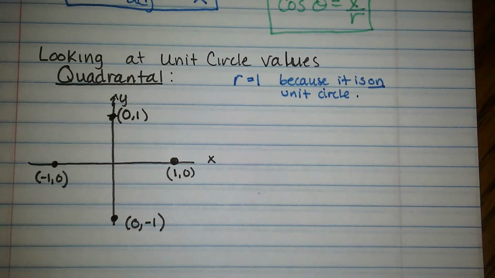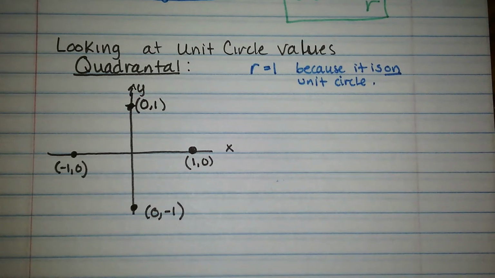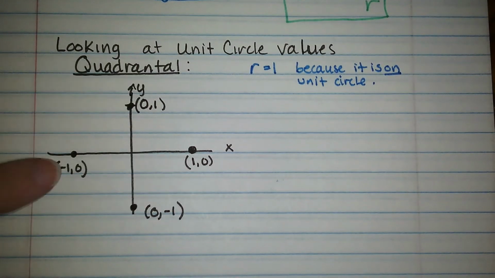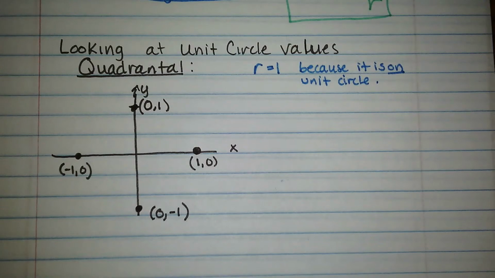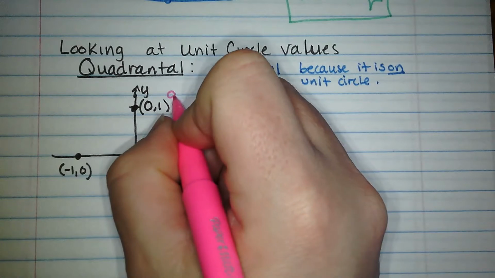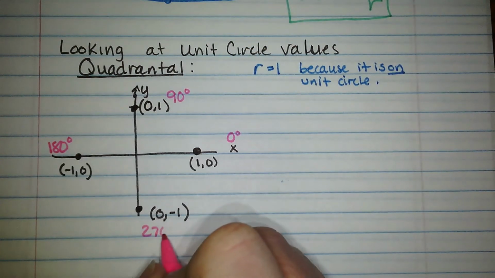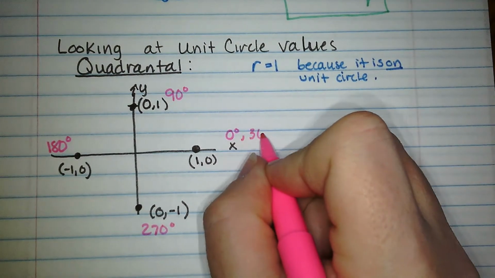Now, all we have to do is take a look at our quadrantal angles and develop what sine, cosine, and tangent are for these 4 or 5 points, depending on how you look at them. The first one we're going to do is the sine function. We'll start with the degrees first. So for the degrees, we're going to go 0 degrees up here, 90 degrees here, 180 over here, 270 down here, and 360 right here.